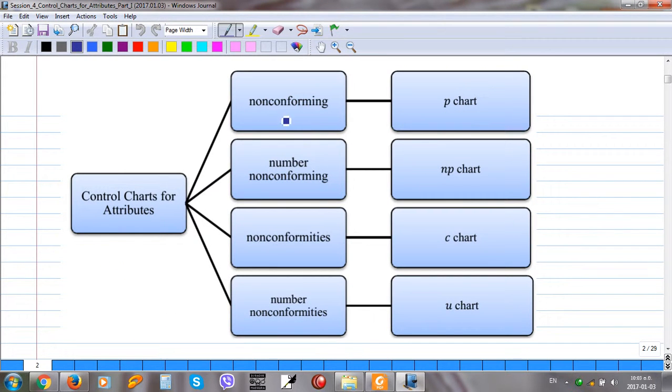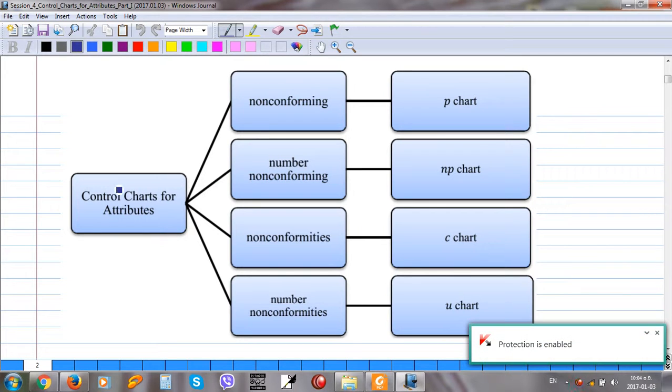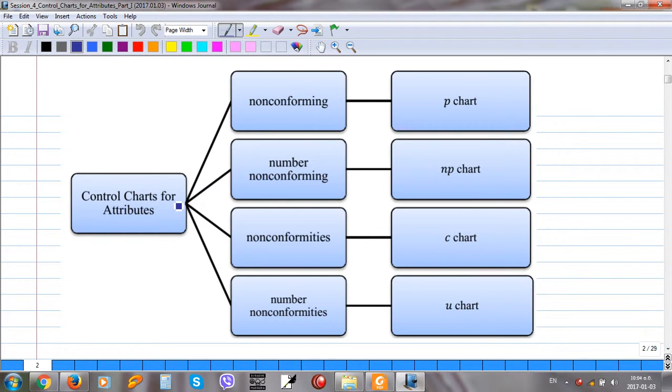In this lesson we are considering four types of charts: P chart, NP chart, C chart and U chart. This is the way of identifying these control charts for attributes. If the given question is based on the word non-conforming, you have to use the P chart. When we do the exercises you will understand this better.